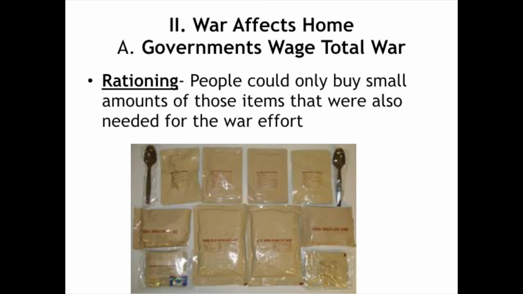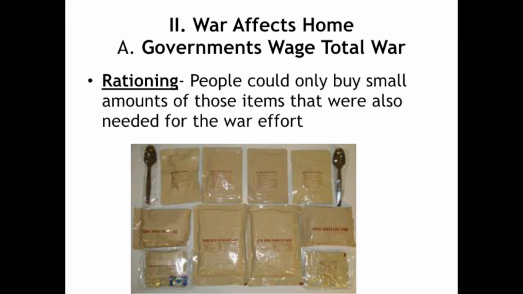In order to make this happen, everybody would have to be involved. And for everybody to be involved, people could no longer consume all of the goods that they once consumed. And so therefore, the people at home would go on what we would call rations. Rationing is the process in which people could only buy small amounts of those items that were also needed for the war effort.